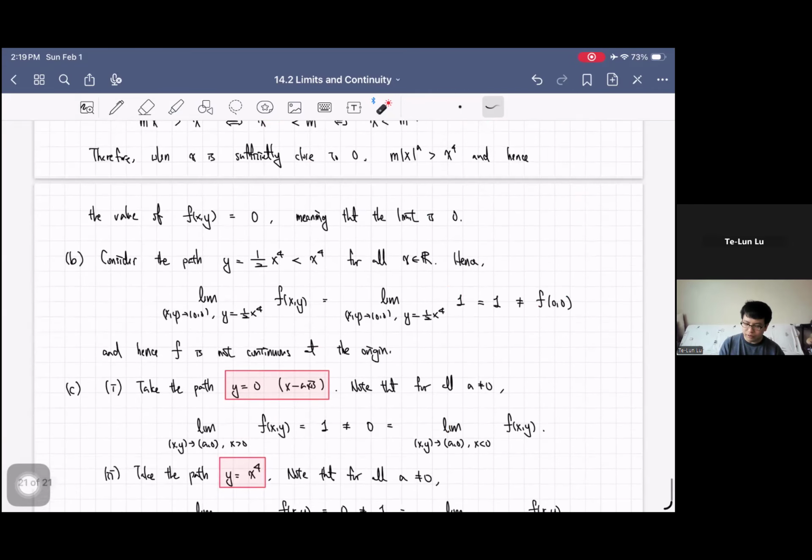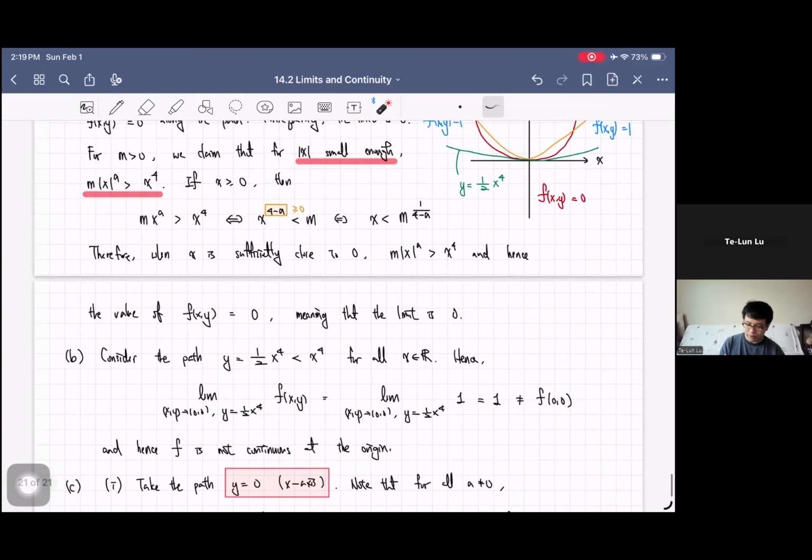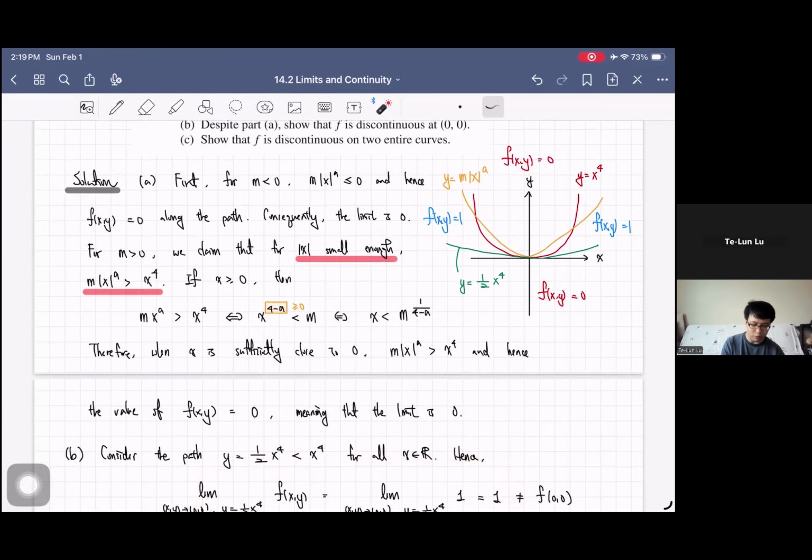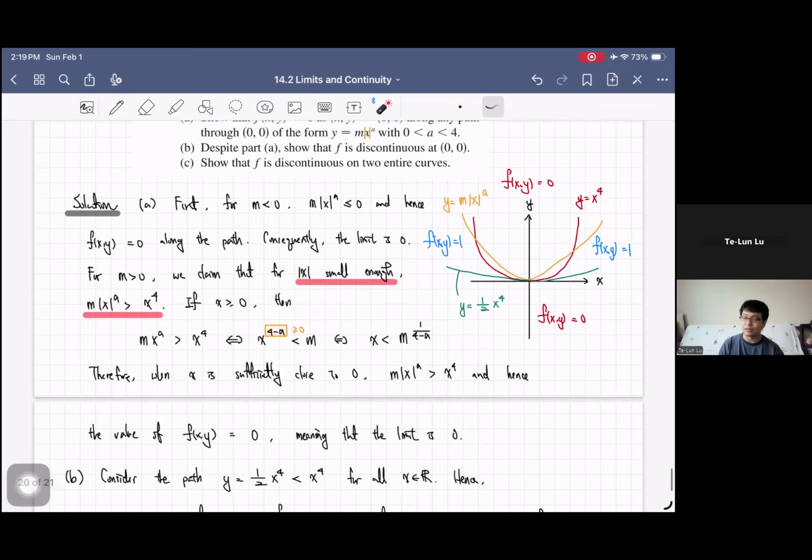So first of all, obviously 1 is not 0. The limit along this curve is not the same as the function value. Moreover, the limit along this curve is not the same as the limit along the previous curve y equals m x^a, which is 0. So not only is it not continuous, it also does not have a limit near the origin, okay? Because there are two paths with different limits. So we conclude that f is discontinuous.